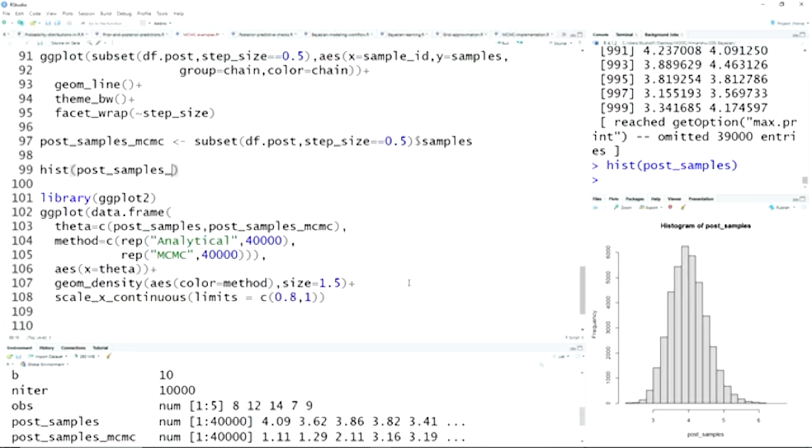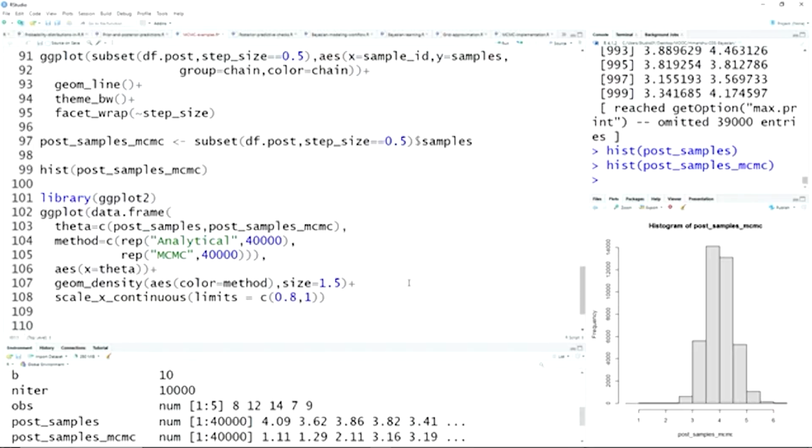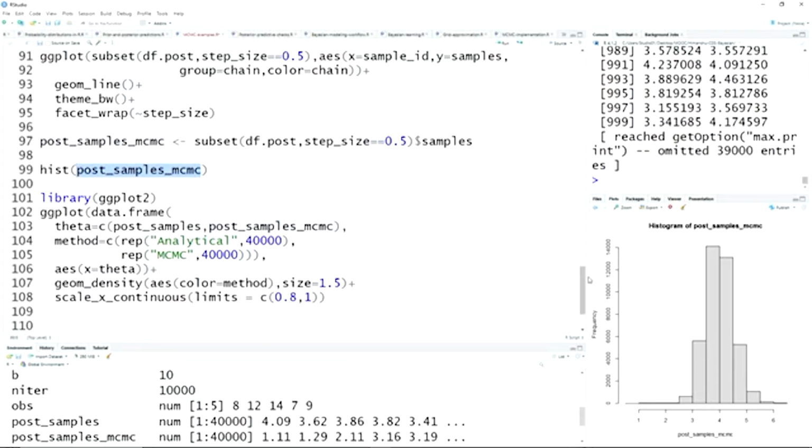So this was the analytical posterior, and this is the posterior using MCMC. Okay, so this is what is causing the problem. So I can write it from 1 to 7.